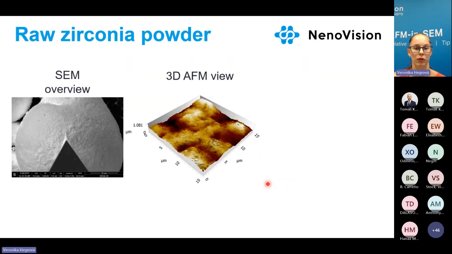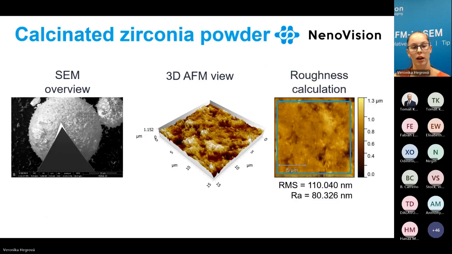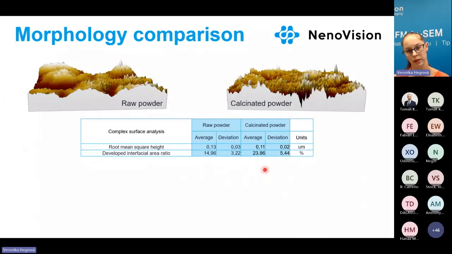If we follow the same procedure which I showed you before, we get the tip on top of the particle, measure the topography, and measure the roughness. We measure the same on calcinated zirconia powder, and we have some roughness. I'd like to show the comparison, so let's get to it directly.